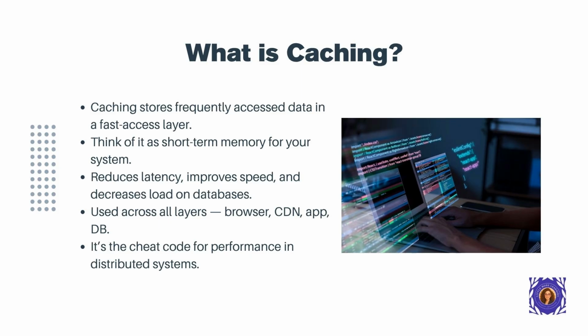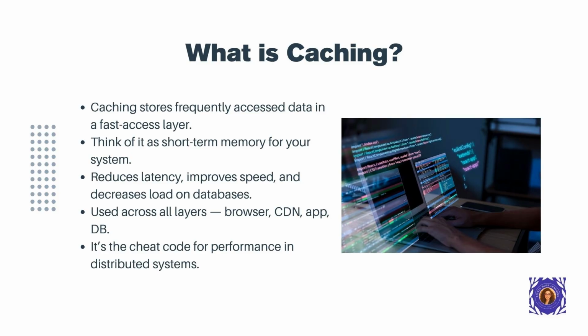Think of it as the short-term memory for your entire system, sitting much closer to the user or application than the primary data source. The core purpose of caching is to dramatically reduce latency by serving data directly from this fast layer, rather than repeatedly fetching it from slower, more distant sources like a database or an external API. This not only significantly improves system speed, but also substantially decreases the load on your backend databases and application servers.